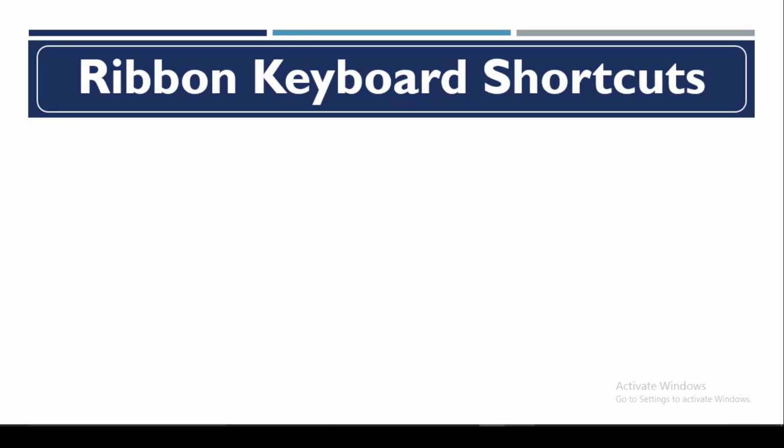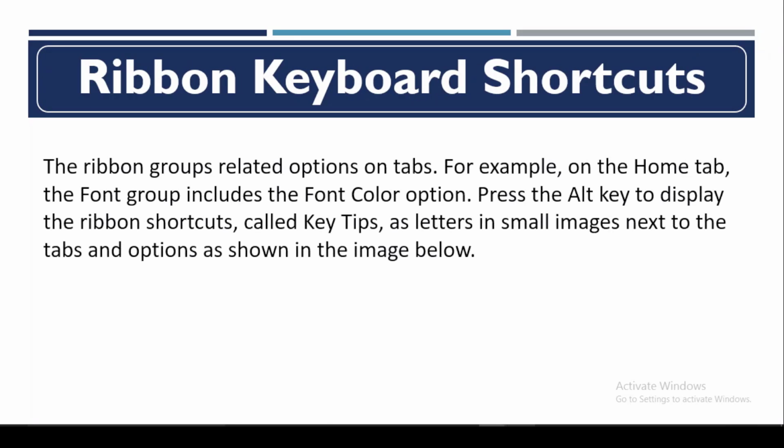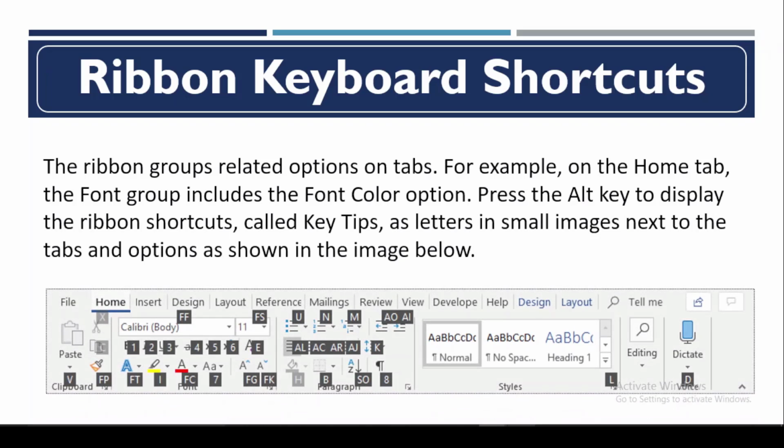Let's talk about ribbon keyboard shortcuts. The ribbon groups related options on tabs. For example, on the Home tab, the font group includes the font color option. Press the Alt key to display the ribbon shortcuts, called key tips, as letters and small images next to the tabs and options as shown in the image below.